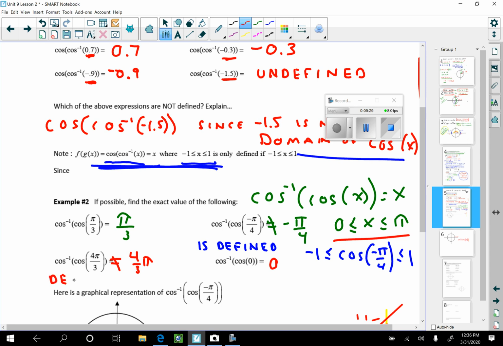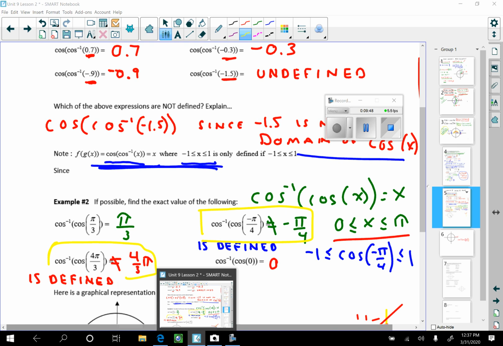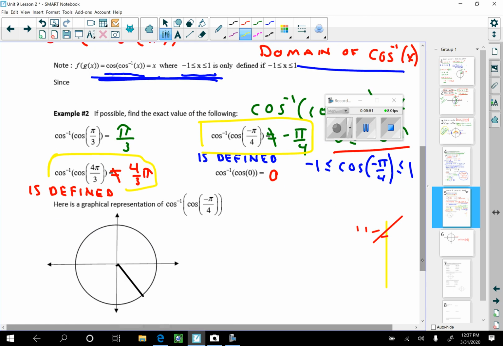It is defined, so I'm going to do both of these expressions on the unit circle down here. I'm going to give the graphical representation of both of these expressions and how you find them on this unit circle. Okay? And so I'm going to do this guy here first. The first thing I'm going to do is look at the cosine of negative pi over 4. Well, negative pi over 4, I already have this angle sketched. This is negative pi over 4.